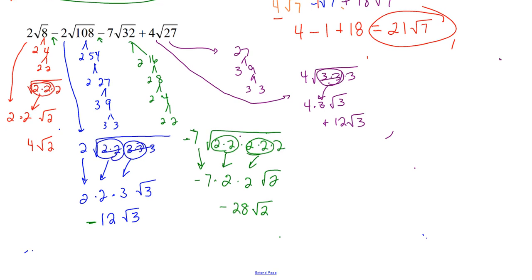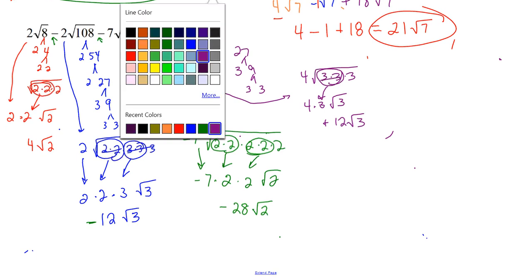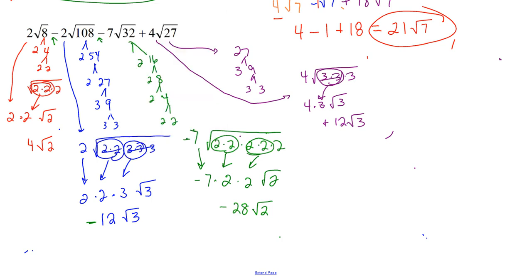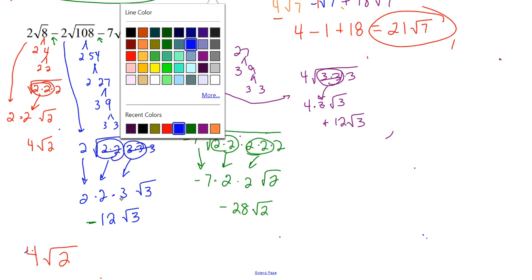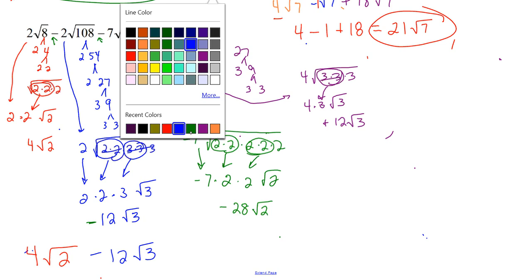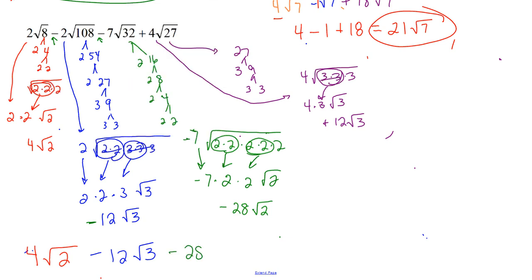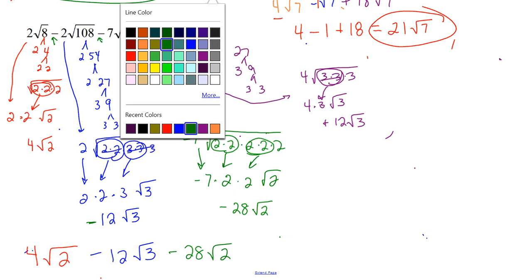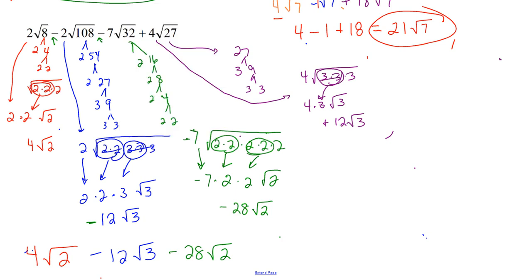Okay, so anyways, here's where we're at after I made that big mess. My point being is you can just do them all separately and then look at them back together. So here's what it looks like back together. We've got the red guy, 4 square root of 2. Then the blue guy, minus 12 square root of 3. And the green guy, minus 28 square root of 2. And then the purple guy, which was plus 12 square root of 3.